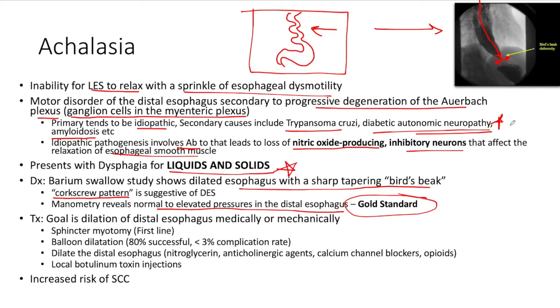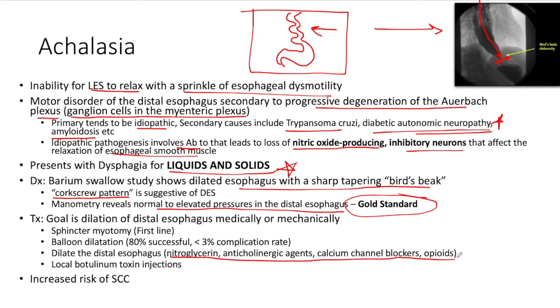Exactly. Yes. Sphincter myotomy is going to be the first line. These medications that dilate the distal esophagus, it's not great. They have a very low success rate in terms of working. There's also this option of local Botox injections, but typically that's rare. Usually, for your answer choices, look for sphincter myotomy being the first thing you want to do.